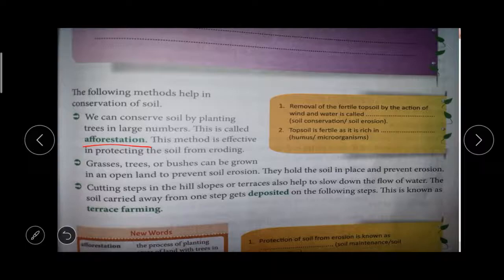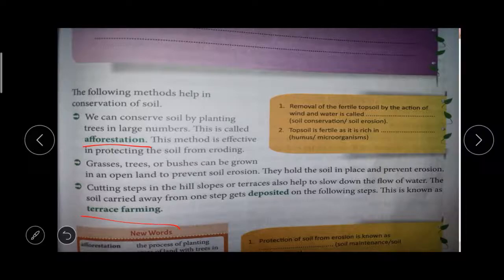Then cutting steps in the hill slopes, or terraces, also helps. We can cut steps in the hill slope or terrace, which helps to slow down the flow of water. Like steps, we can make steps on the hillsides. This will help to slow the flow of the water. The soil carried by the water from one step to the other, some soil will be deposited on one step, then the water will flow to the next step, and the remaining soil will be deposited on the other step. This causes deposition of soil. That is called terrace farming.